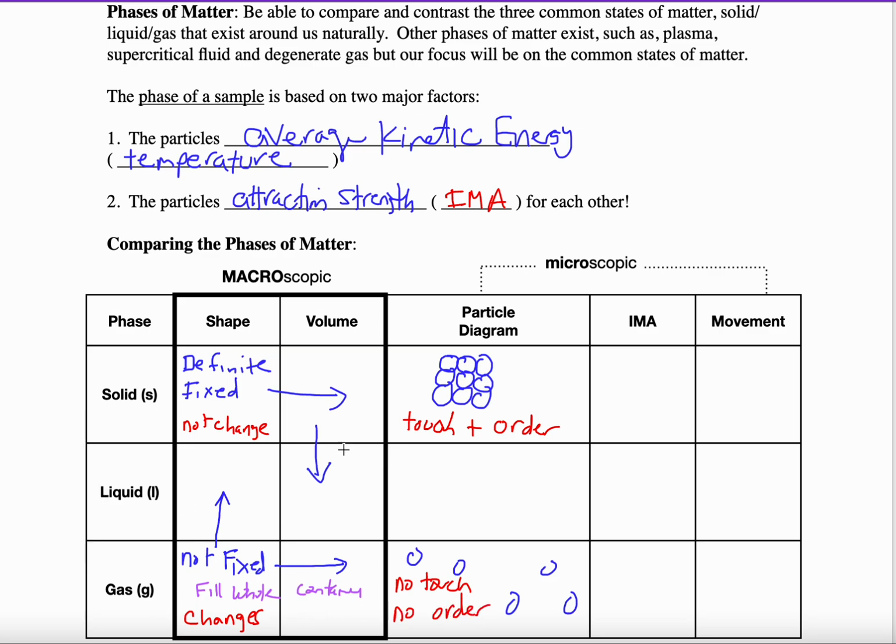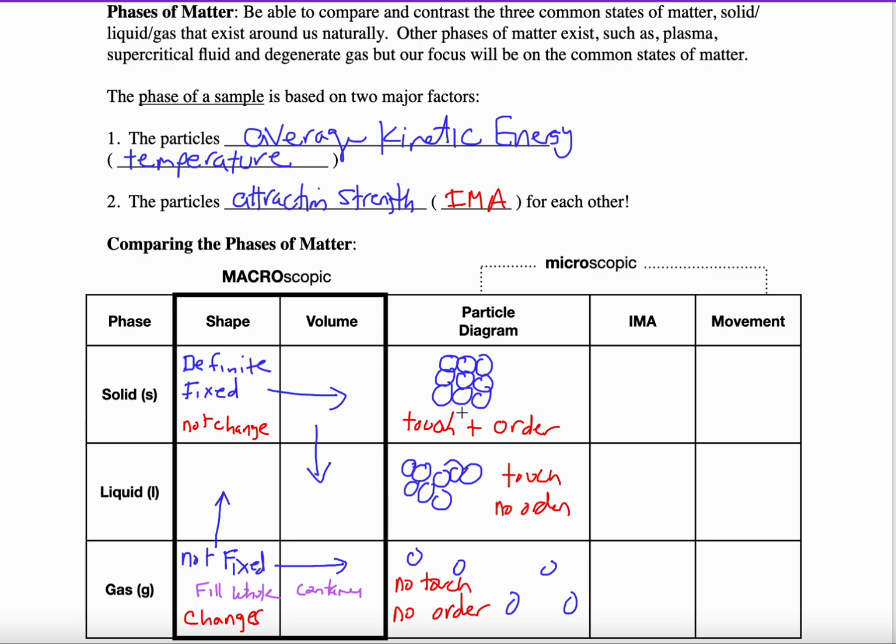But when we look at the liquid, because it does have one characteristic in common with a solid, but a different characteristic in common with a gas, its particle diagram needs to represent that. So take a look at how I might represent a liquid. So when I draw the liquid, the particles touch, but there is no order.